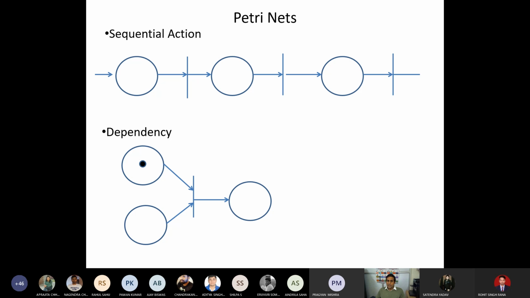That means you see dependencies, right? So both these input places should have tokens. One is dependent on the other also, right? Unless both have tokens, this transition cannot be fired. So now you can understand, it is something like an AND operation. Unless you meet these two things, you cannot fire. This is something like a dependency, so the dependency can be modeled this way. Any doubts so far?